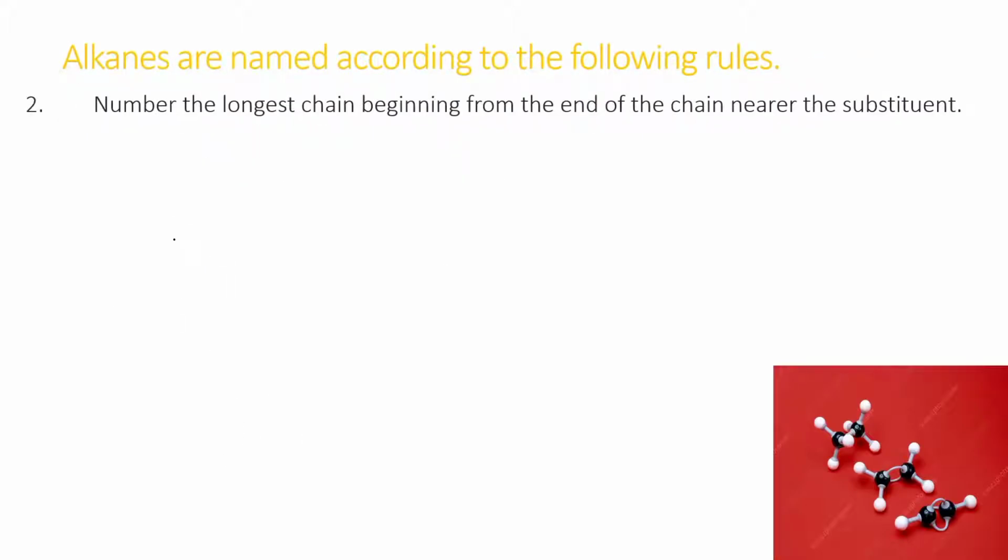Now let's move on to the second rule. The second rule is to number the longest chain beginning from the end of the chain nearer the substituent. For this I'm drawing another structure, CH3, CH, CH2, CH2, CH2, CH, CH3. I'm just drawing the previous chain in which we selected the longest chain of 7 carbon atoms.